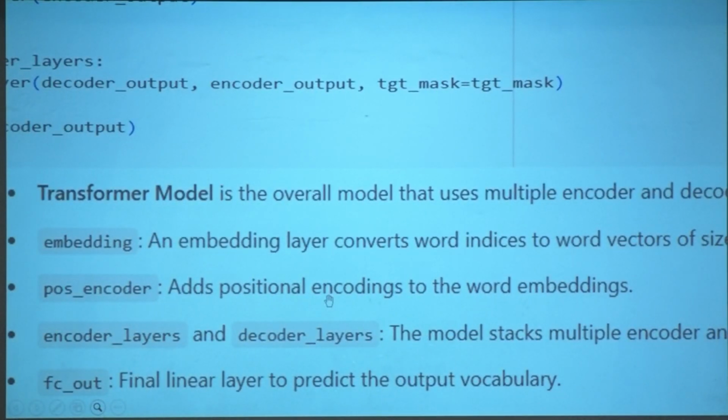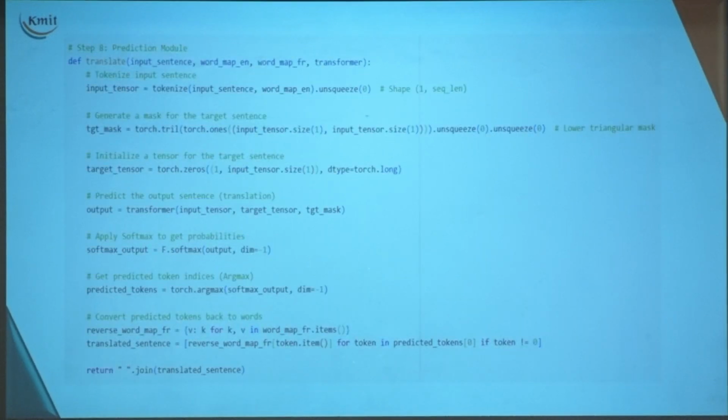Read this. The transformer model is the overall model that uses what? Multiple encoder and multiple decoder blocks. So the embedding layer will convert word indices to word vectors. The POS encoder will add position vectors to each of them. Encoder layers and decoder layers are nothing but a stack of them in the encoder block and decoder block, and then finally I'll have my final output, which is the linear conversion of it. So this is the transformer model and this is the prediction module.